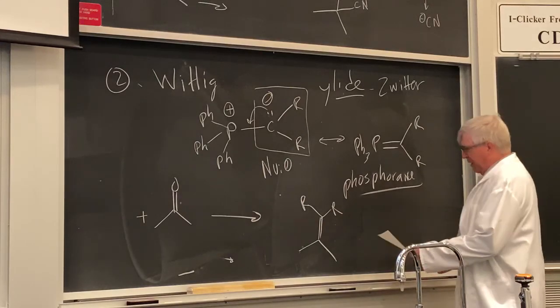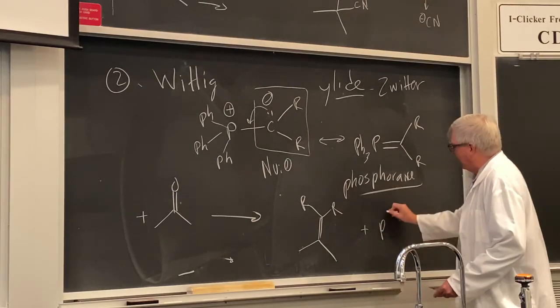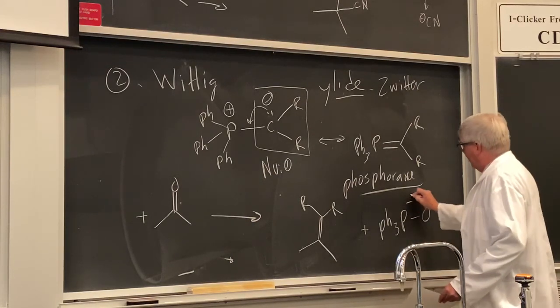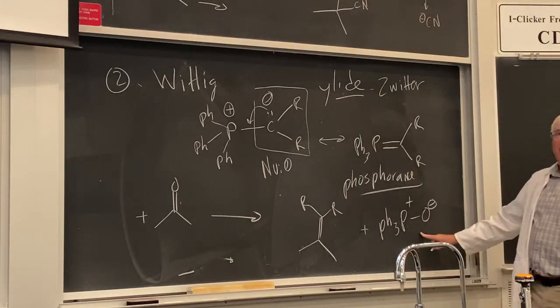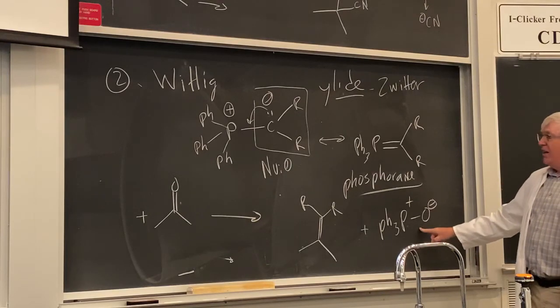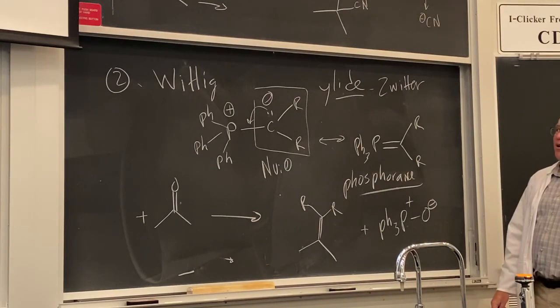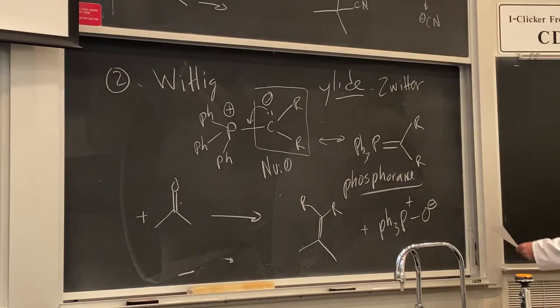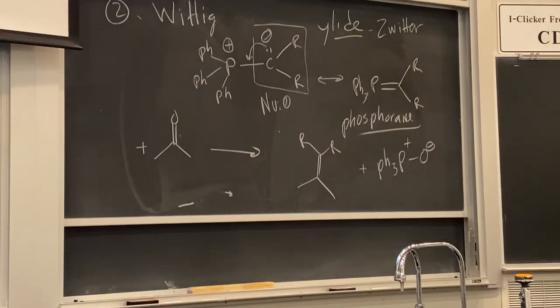Now, I'll give you a little bit of a hint here. There's a byproduct. Triphenyl phosphine oxide will be our byproduct. We won't worry about that byproduct, but that's a hint for how the mechanism is going to work, okay? So stay tuned for the mechanism. But first, let me give you a couple more examples and point out why the reaction is so useful.